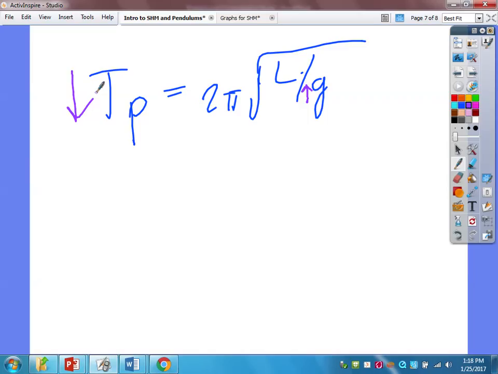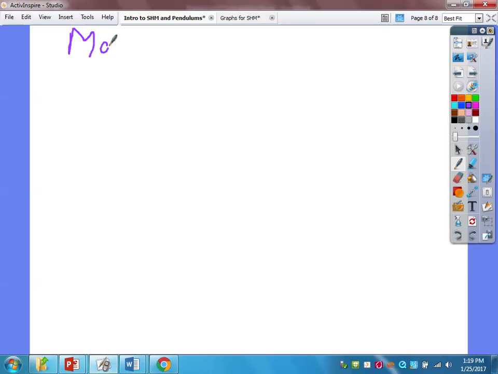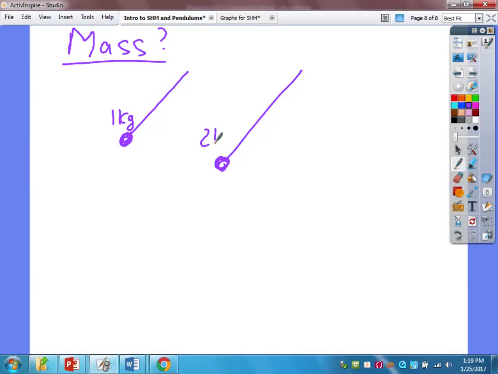So real fast, why don't mass and amplitude affect it? Why does mass not affect the period? It all has to do with the fact that if I have a 1 kilogram mass and a 2 kilogram mass, and there's no air resistance, no friction, which one's going to be accelerated faster? The answer is neither. Mass doesn't affect it because gravity accelerates all objects the same.